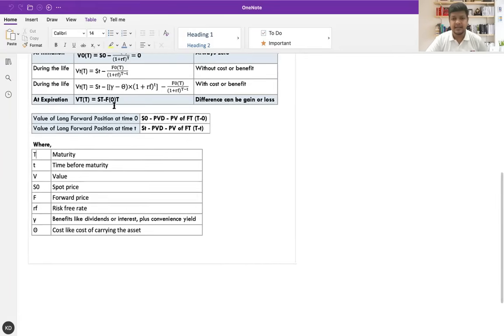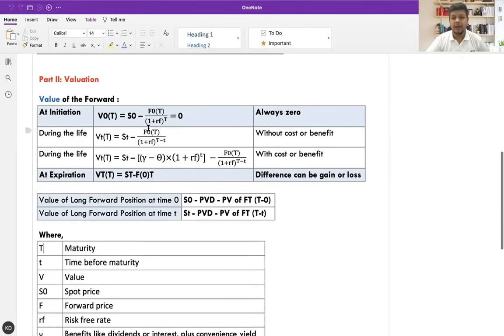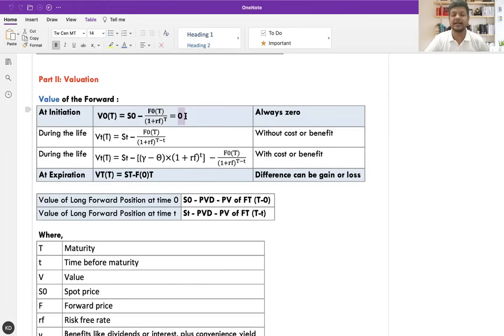See this. The value is nothing but spot minus the present value of the future, depending on whenever you're settling the future. If you're settling it today, we discounted that with the entire maturity, which is always zero, isn't it? Yes. But during the life, the value will keep on changing. Now here, I did not add the benefit and the cost.